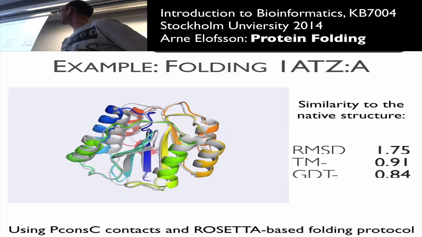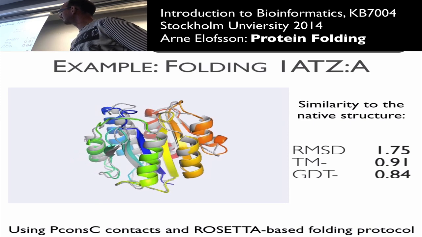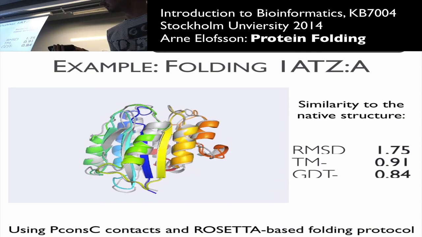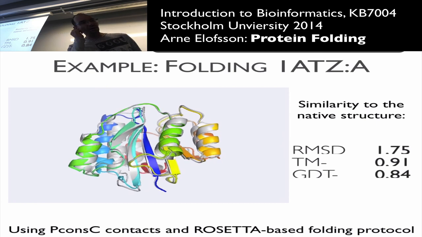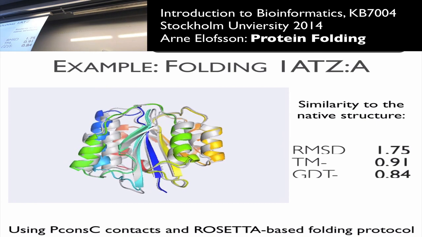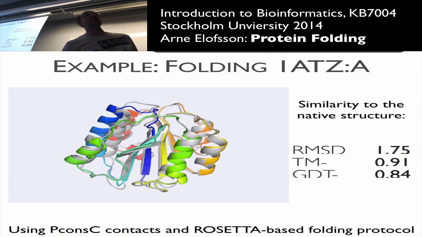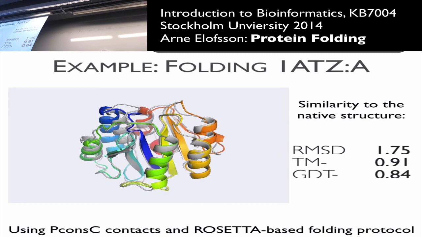This is just another example of a protein we folded. It has an RMSD of 1.75 angstrom and is pretty much correct. This loop here is not very good; some loops are not perfect. In this case, what we do is basically take these contacts and add them to Rosetta. Now, there are several different ways to do it. Rosetta is a good way, but it's not the fastest way to do it.